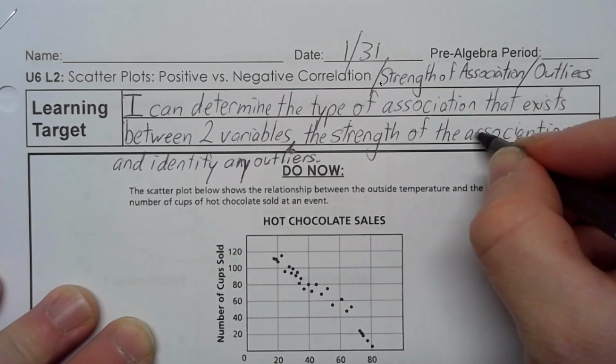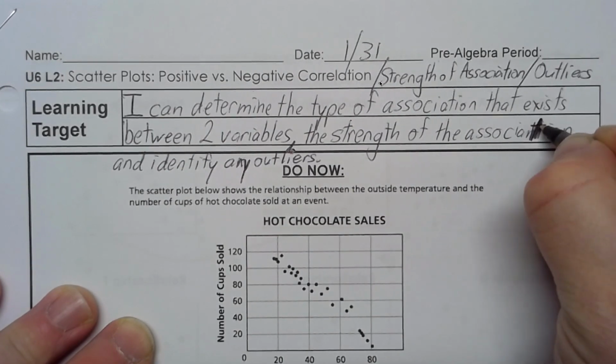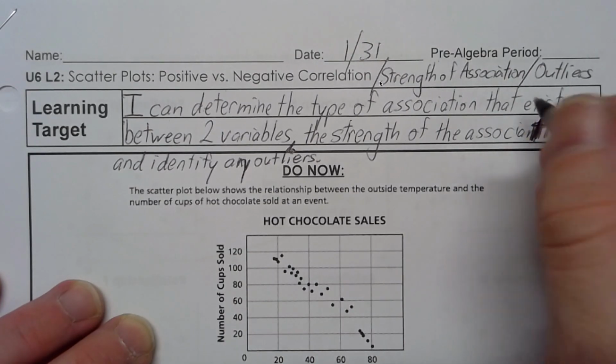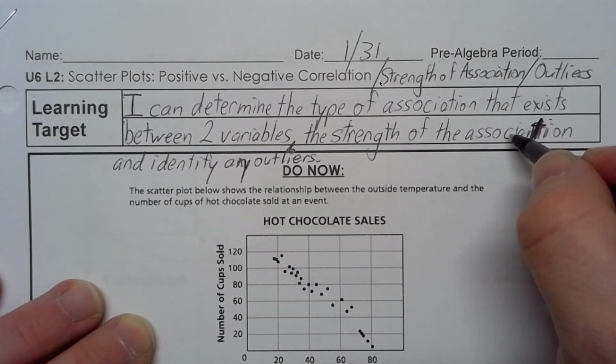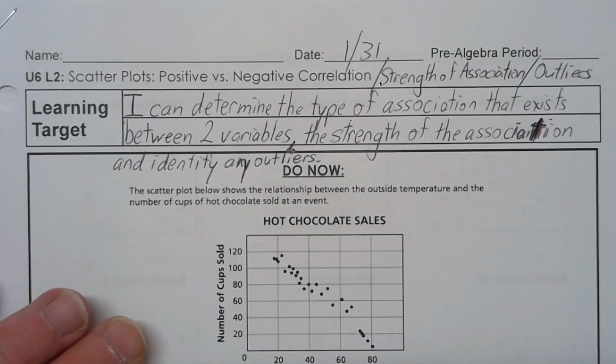Strength of the association. It's supposed to be 1T. Association. Wow, not an N. Association.